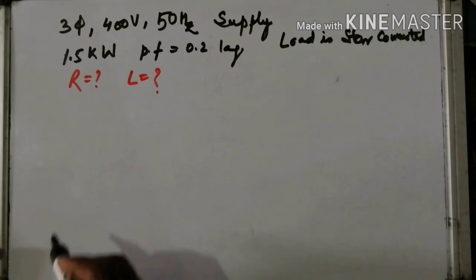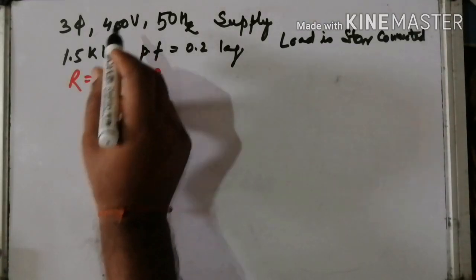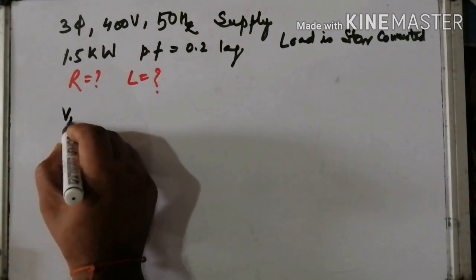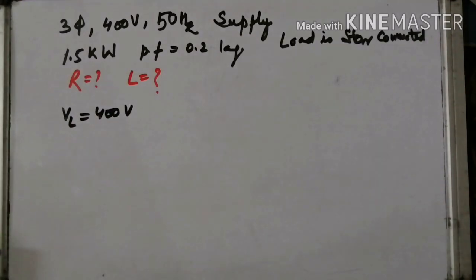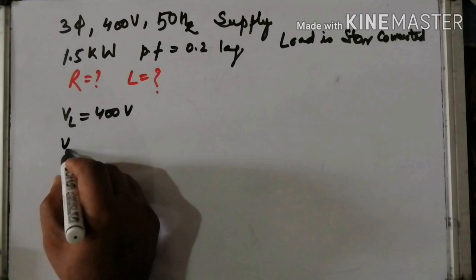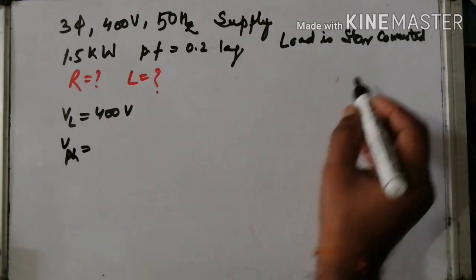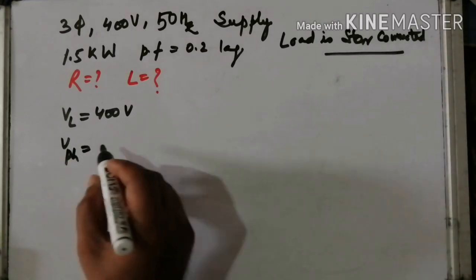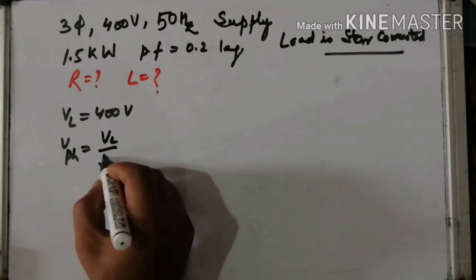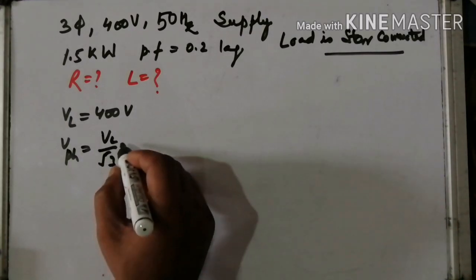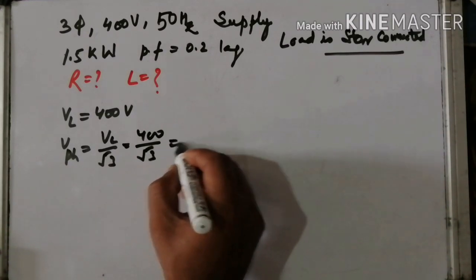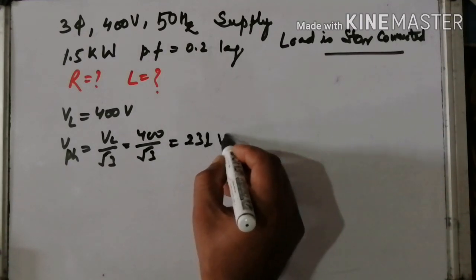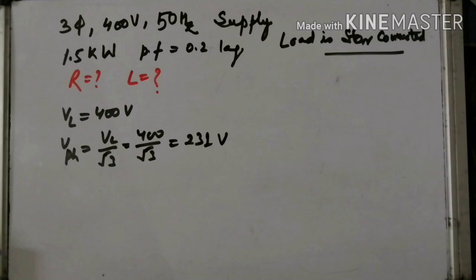First of all, this 400 which is given to you is VL. VL is equal to 400 volt. That's why we can calculate the phase voltage. In the case of the star, it is VL divided by root 3. That's why it is 400 divided by root 3. It becomes 231 volt. Right?